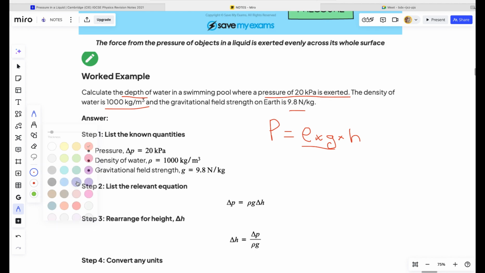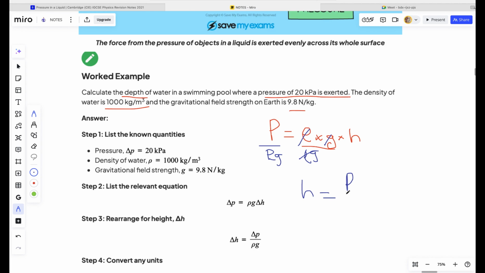So we divide here by density and gravity, and we do likewise here. Divide by density and gravity. The density and gravity cancel on this side. So our height formula is now obtained: height is equal to the pressure in the liquid divided by density multiplied by gravity. This is the formula we're going to use.